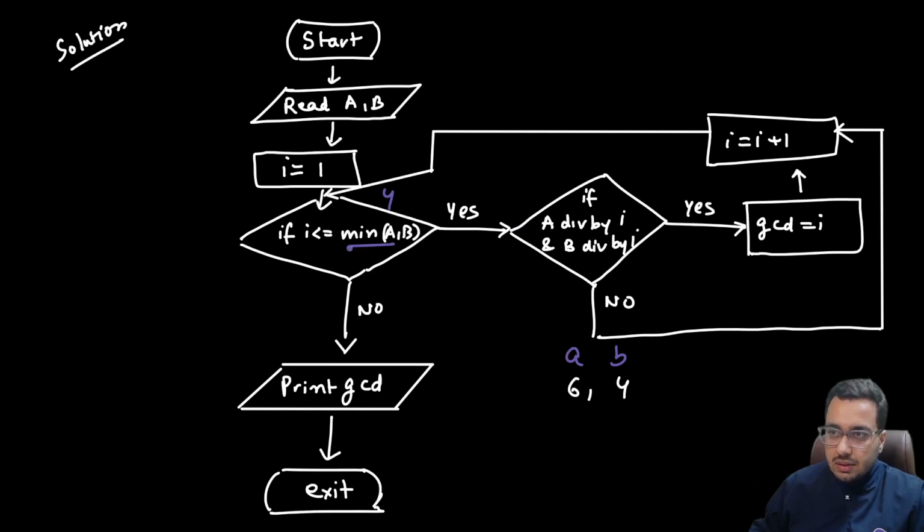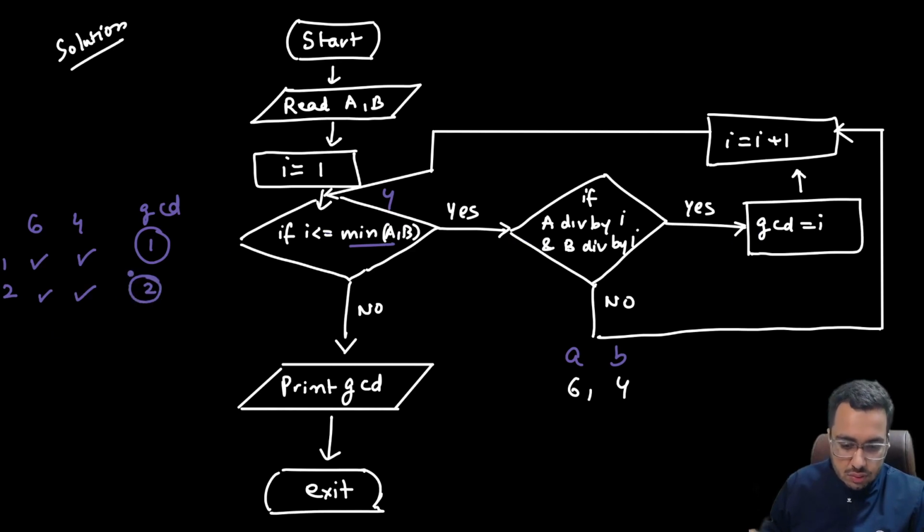So is 4 divisible by 1? Is 6 divisible by 1? Yes. Is 4 divisible by 1? Yes. So what do we do? GCD equal to 1. So our GCD is 1. Great. We go to next number, I equal to I plus 1. I becomes 2. Is 6 divisible by 2 and 4 divisible by 2? The answer is yes. So we again go here and we update our GCD. GCD is 2.